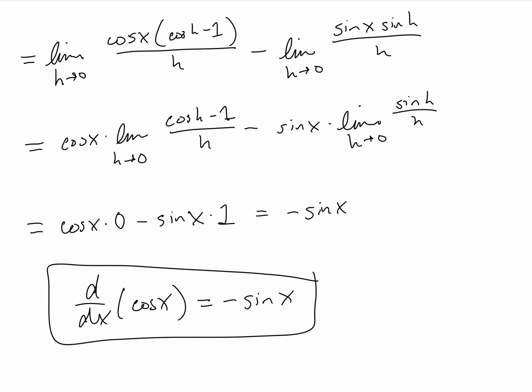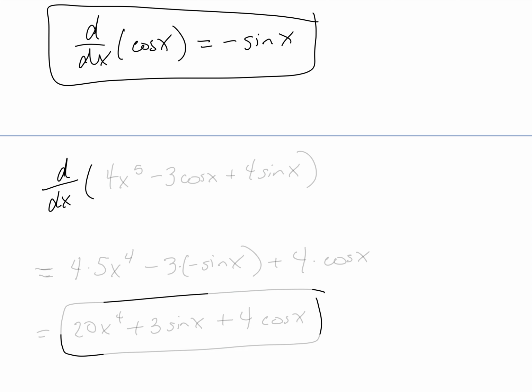So let's just do a quick example using our previous derivative rules. So the derivative, for example, of 4x to the 5th minus 3 cosine x plus 4 sine x. So we can use power rule, constant rule, sum difference rule, etc. This would be by the power rule and the constant multiple rule. 4 times the derivative of x to the 5th is 5x to the 4th, minus 3 times, using the constant multiple rule, the derivative of cosine x, which is negative sine x.